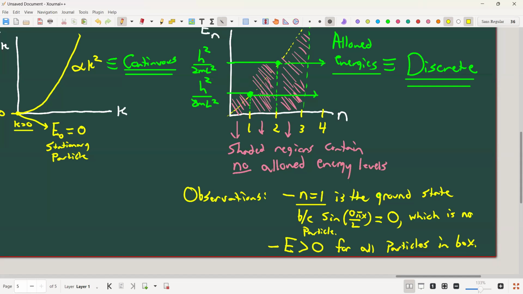Because the only level lower than that, which would be n equals 0, which existed, is no particle at all. The only way to get that box without any energy in it is to take the particle out of it.